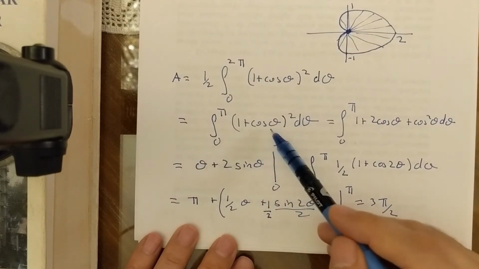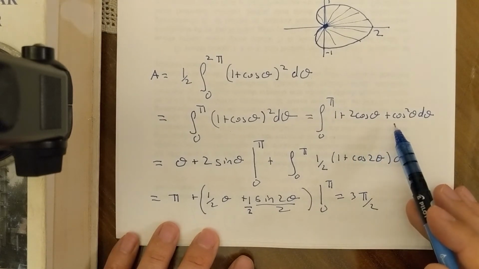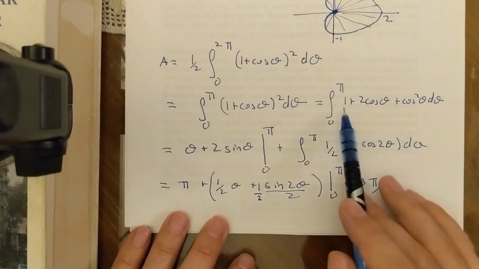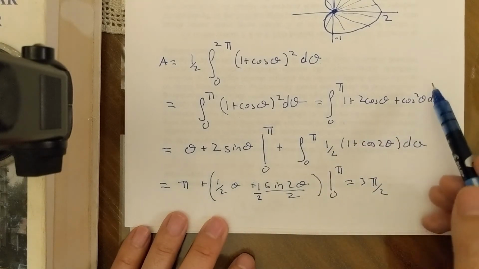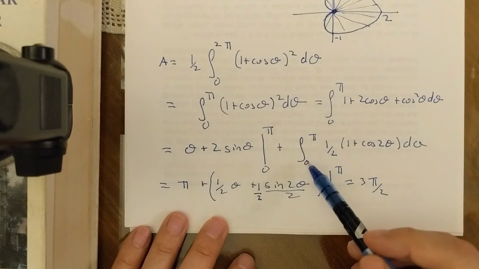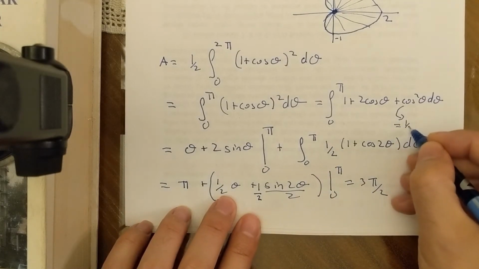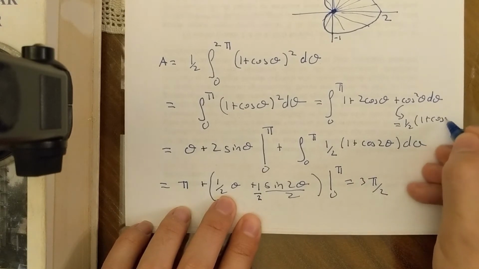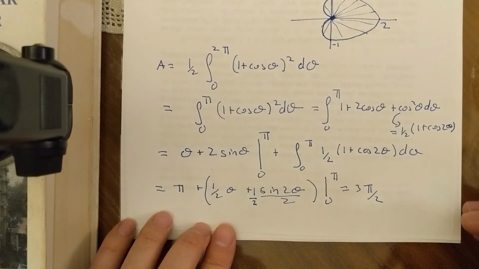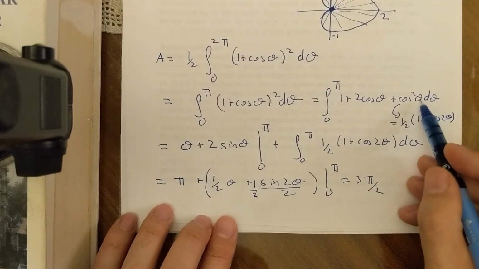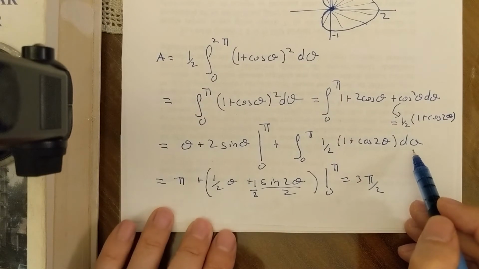Okay, so 1 plus cosine theta squared, we open it up, we get 1 plus 2 cosine theta plus cosine squared theta. Okay, now this bit is easy to integrate. It's going to be theta plus 2 sine theta, evaluated from 0 to pi, plus I've got this integral. Now if you remember, cosine squared theta was equal to 1/2 times 1 plus cosine 2 theta. That was a neat formula that helped us reduce these cosine squared integrals. Otherwise, you wouldn't be able to do it. So I used it. Instead of cosine squared, I plugged in 1/2 times 1 plus cosine 2 theta d theta.